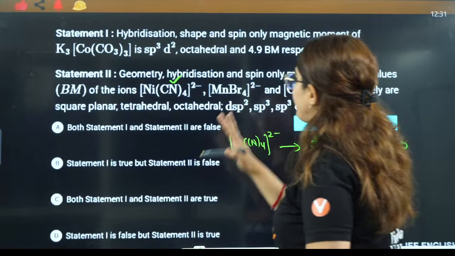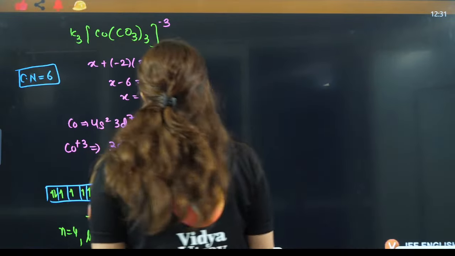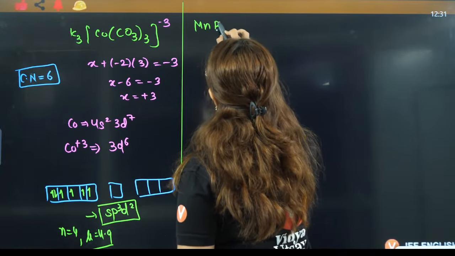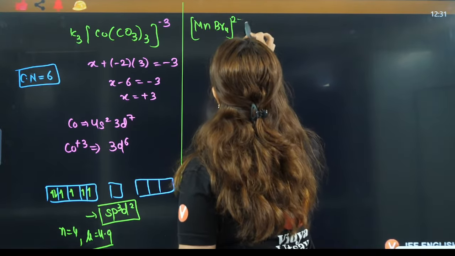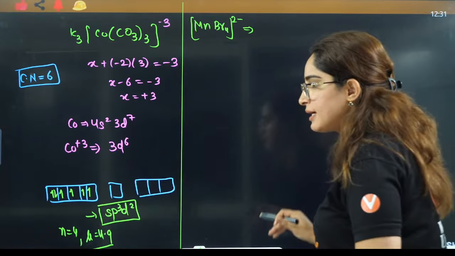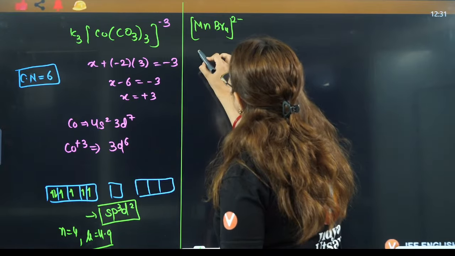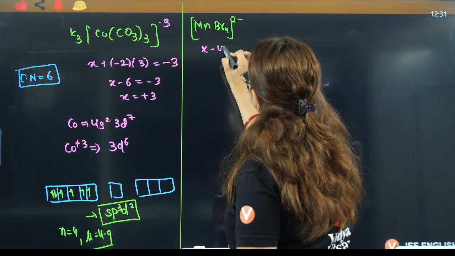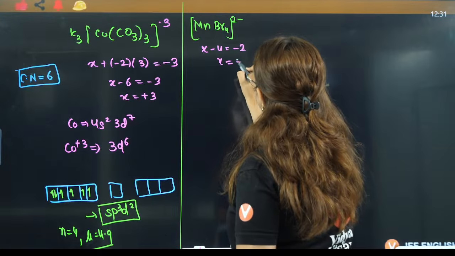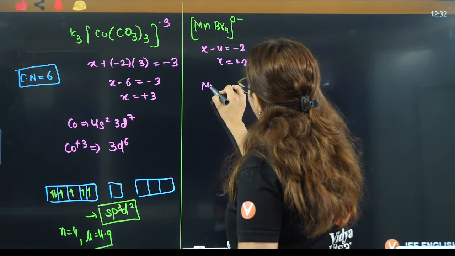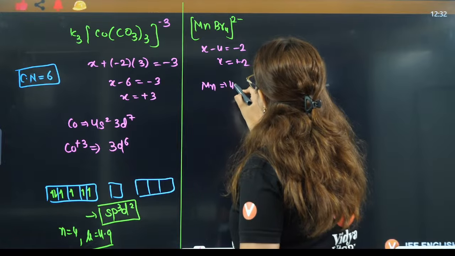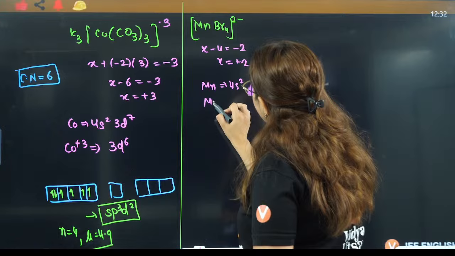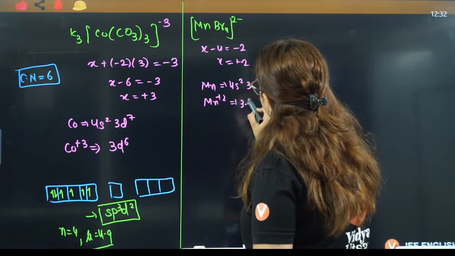What about MnBr4 2 negative? This is going to be what? Firstly you will solve the oxidation state: x minus 4 is equal to minus 2, x is going to be plus 2. Manganese is actually 4s2 3d5, right? Manganese 2 positive is nothing but 3d5.